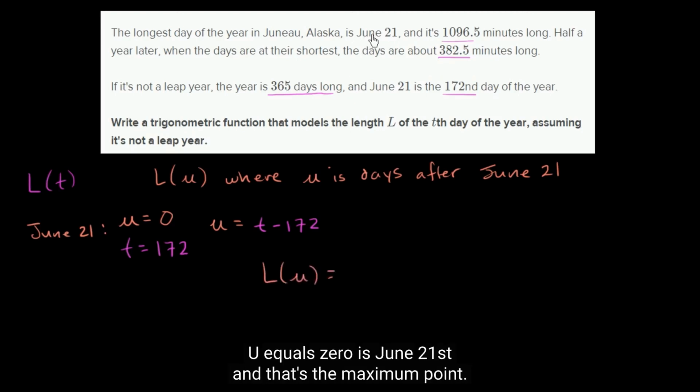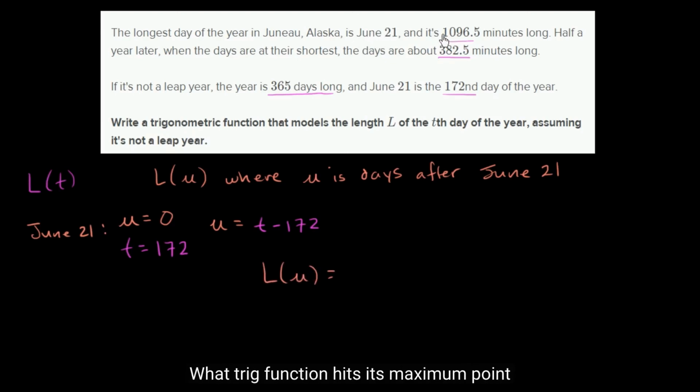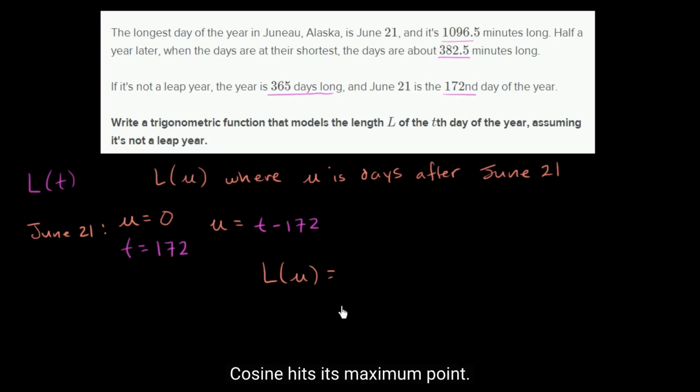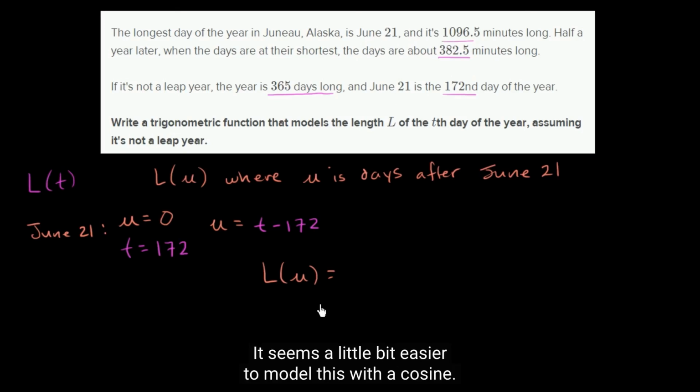Well, u equals 0 is June 21st, and that's the maximum point. So what trig function hits its maximum point when the input into the trig function is 0? Well, sine of 0 is 0, while cosine of 0 is 1. Cosine hits its maximum point. So it seems a little bit easier to model this with a cosine.